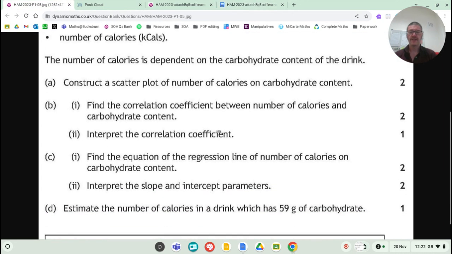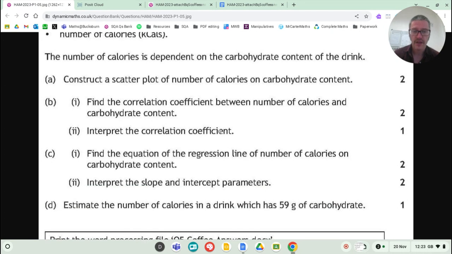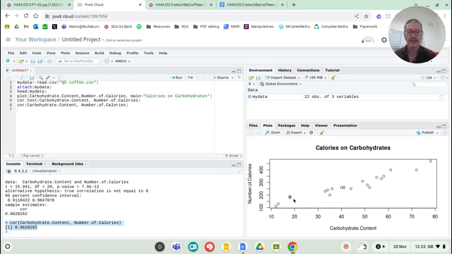Question C. Find the equation of the regression line of number of calories on carbohydrate content. So that is wanting us to say what the equation of the line of best fit here would be. I've got my formula list. So this is quite a complicated formula. I am looking to my correlation and regression. lm(y ~ x) fits the line.